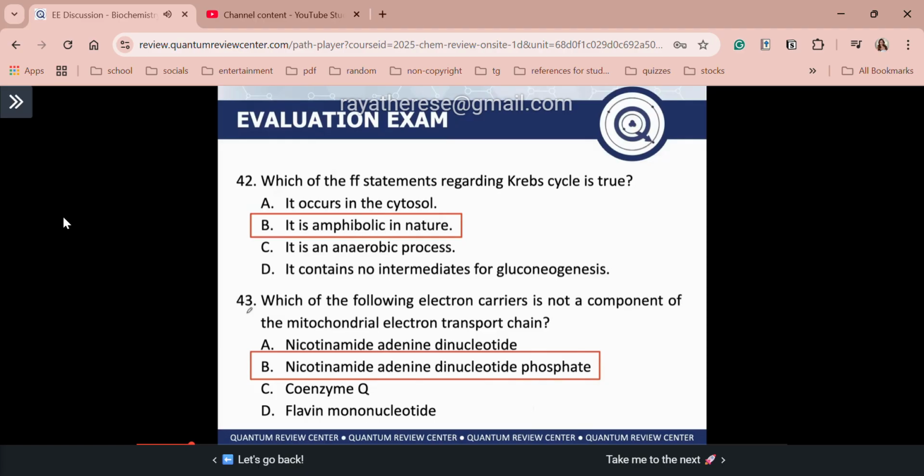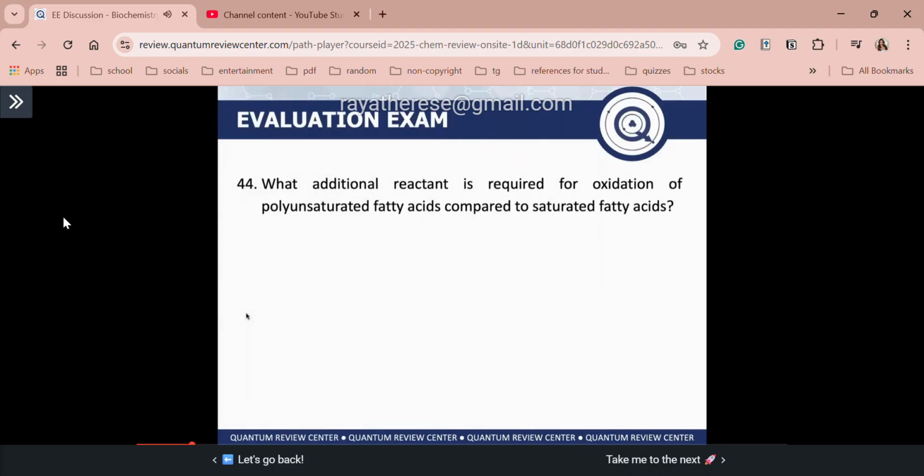Ayan, so class, ready na with our next item? Okay, so 44, what additional reactant is required for oxidation of PUFAs or polyunsaturated fatty acids compared to your saturated fatty acids?